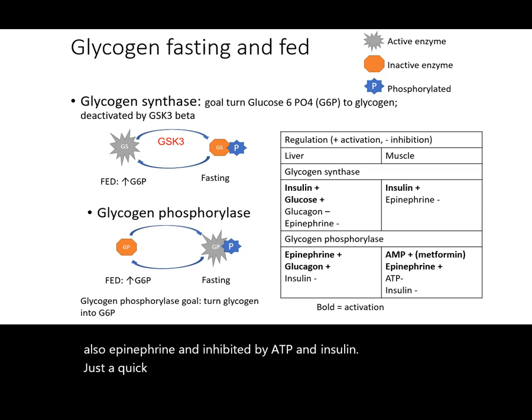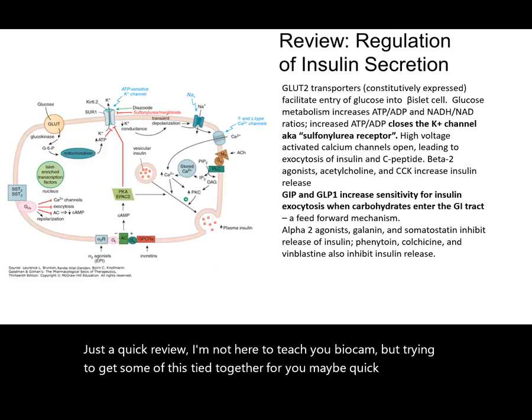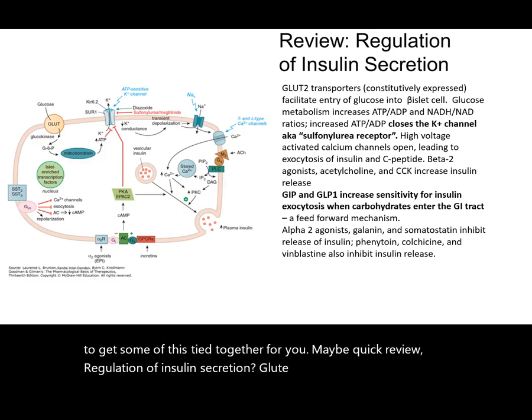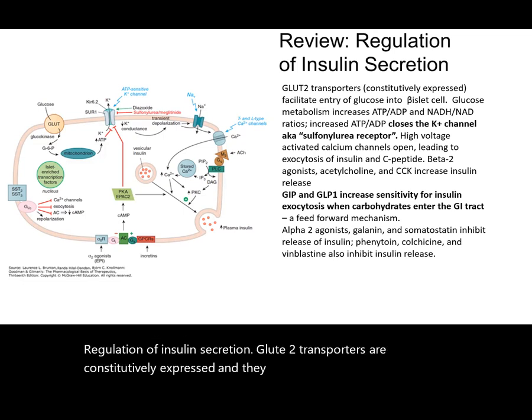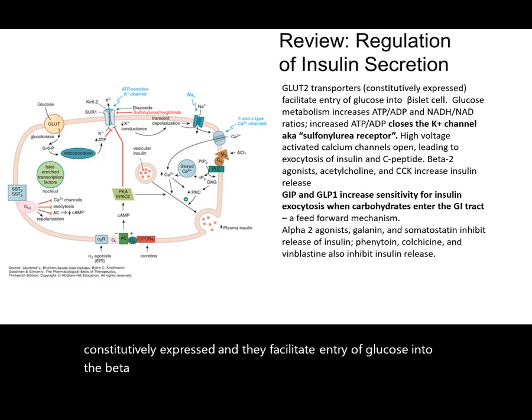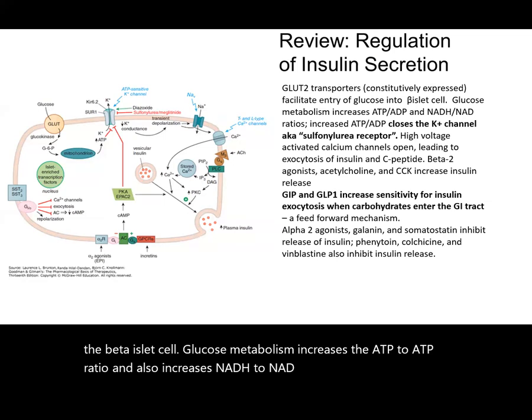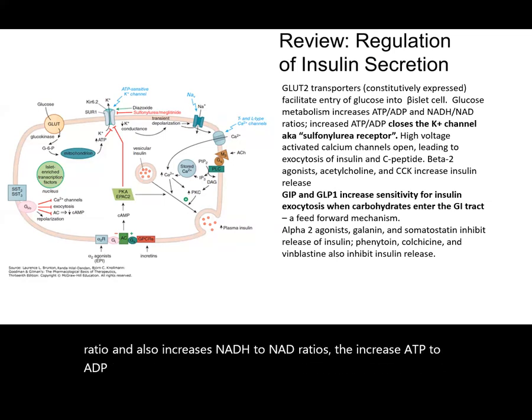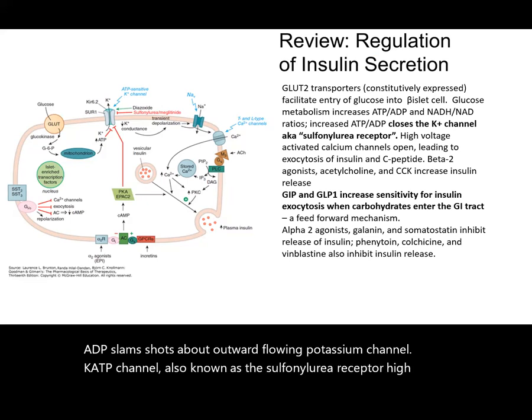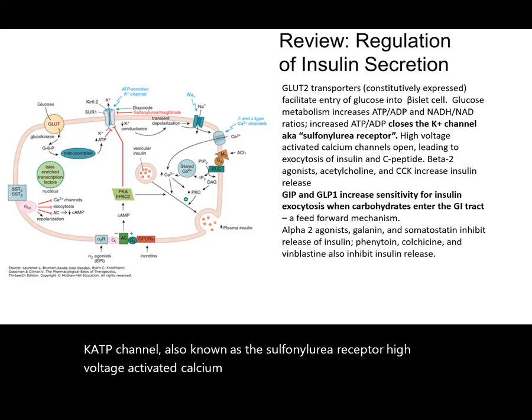Just a quick review. I'm not here to teach you biochem, but trying to get some of this tied together for you maybe. Quick review, regulation of insulin secretion. GLUT2 transporters are constitutively expressed, and they facilitate entry of glucose into the beta islet cell. Glucose metabolism increases the ATP to ADP ratio and also increases NADH to NAD ratios. The increased ATP to ADP slams shut that outward flowing potassium channel, the K-ATP channel, also known as the sulfonylurea receptor. High voltage activated calcium channels then open, which leads to exocytosis of insulin and C-peptide.